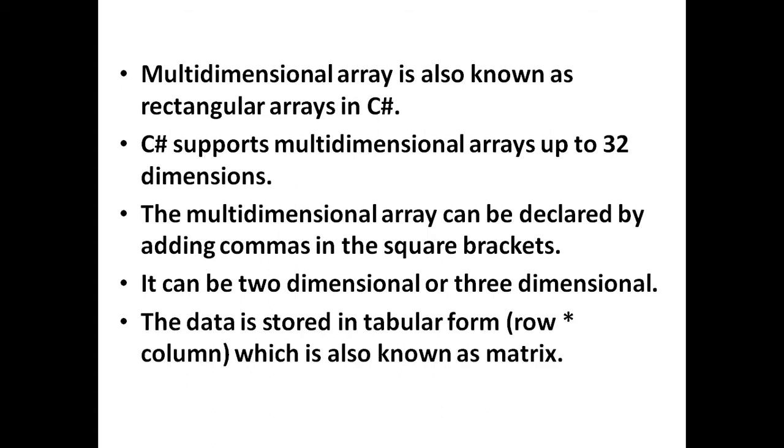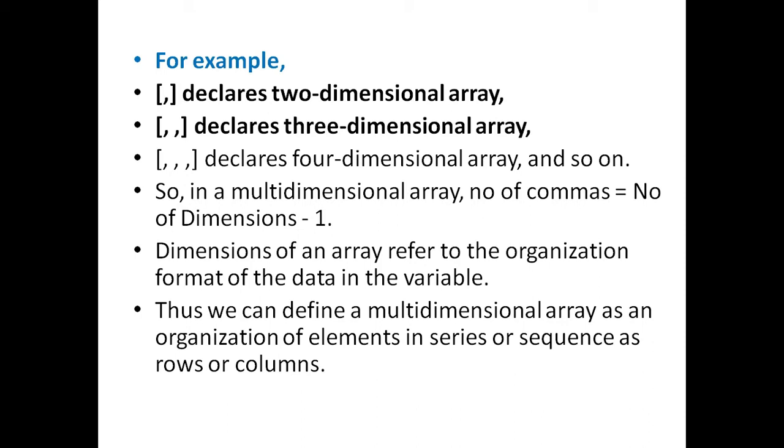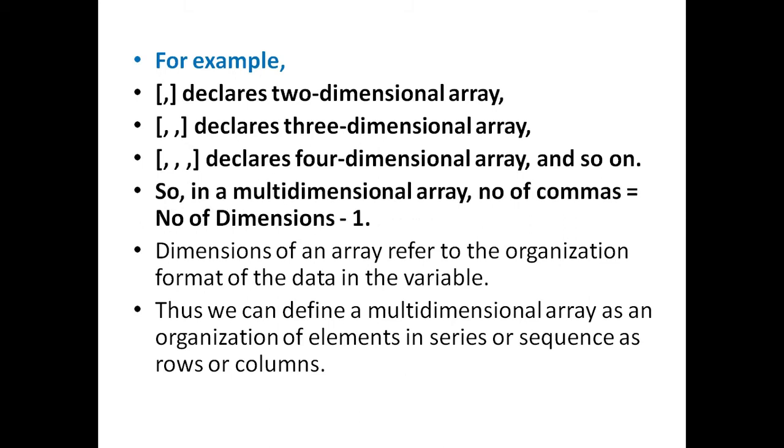The data is stored in tabular form, that is row into column, which is also known as matrix. For example, a bracket with a single comma declares a 2-dimensional array. A bracket with 2 commas declares a 3-dimensional array. A bracket with 3 commas declares a 4-dimensional array, and so on. So, in a multidimensional array, the number of commas is equal to the number of dimensions minus 1.